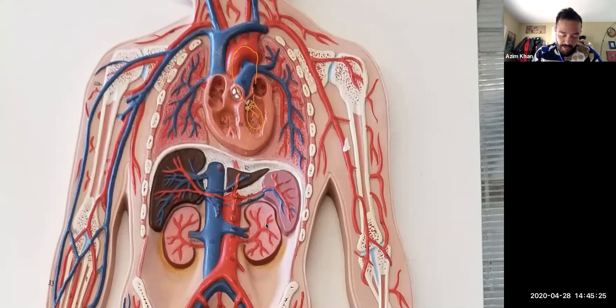Keep going, keep going, keep going. And here's the end of the aorta, down here. That's the end of the aorta. We've reached the very tip. So the aorta is longer than you think. It's not just around the heart.